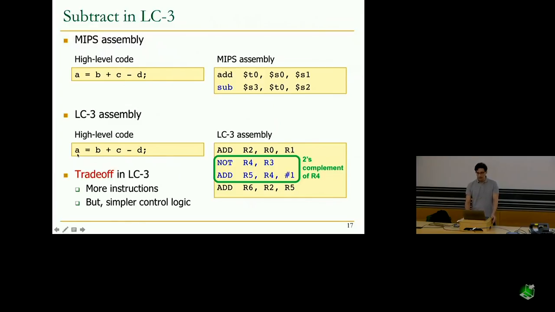So this is another example of trade-off. If you compare two codes, you see that the functionality is exactly the same. The difference is that in LC3, because it's a simpler machine, you need more instructions, but the good thing is that the control logic is simpler, the hardware is simpler, and it can potentially run faster. So these are the trade-offs that we were talking about yesterday, and we will continue talking about them today.